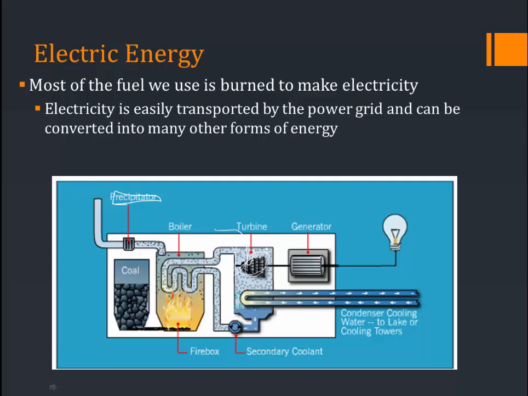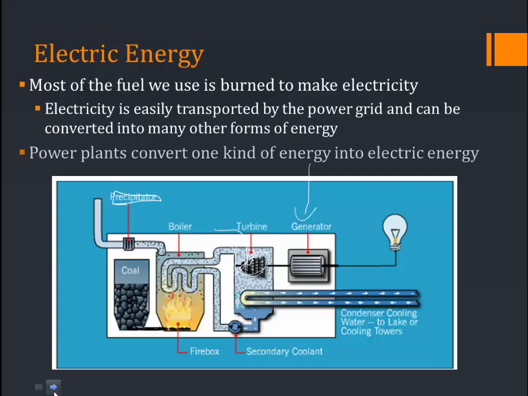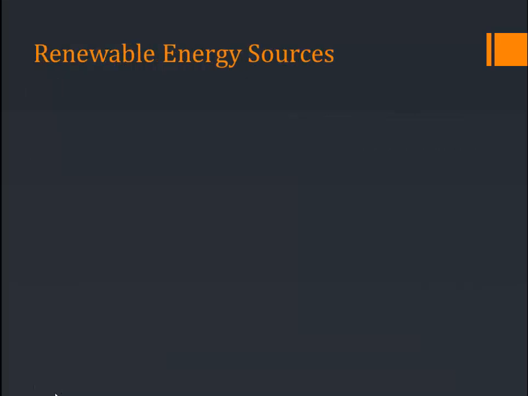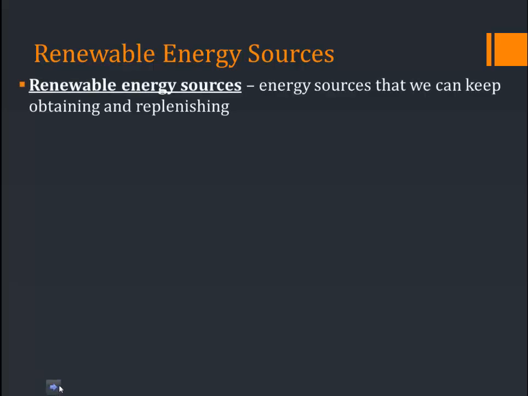So there's a bunch of different things that we do, but most of what we do is trying to take one form of energy, convert it into electricity so we can ship it all over our country and convert it into other forms. Now, the problem is not every form of energy is renewable. Some things are, some things aren't. So on a renewable energy resource, we can keep using that, obtaining it, and replenishing it.